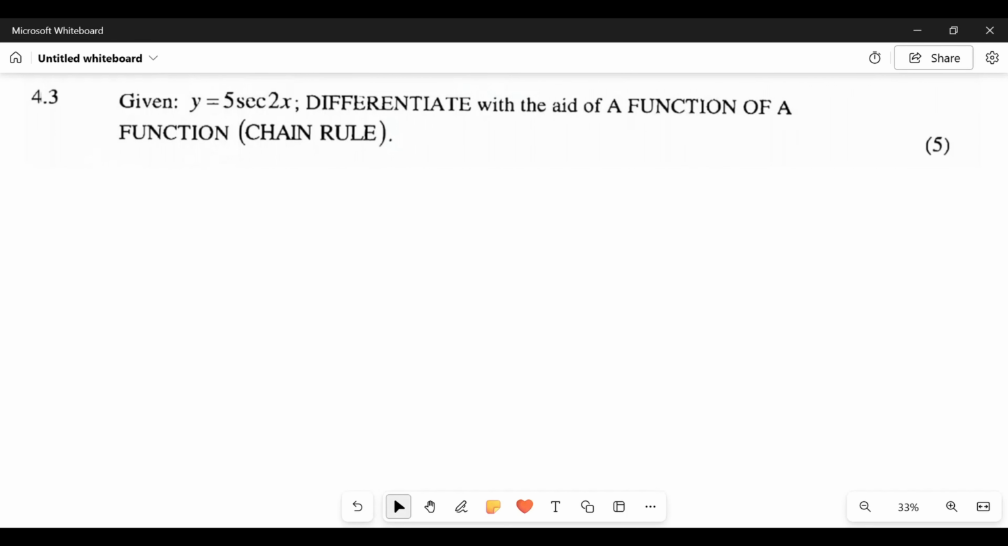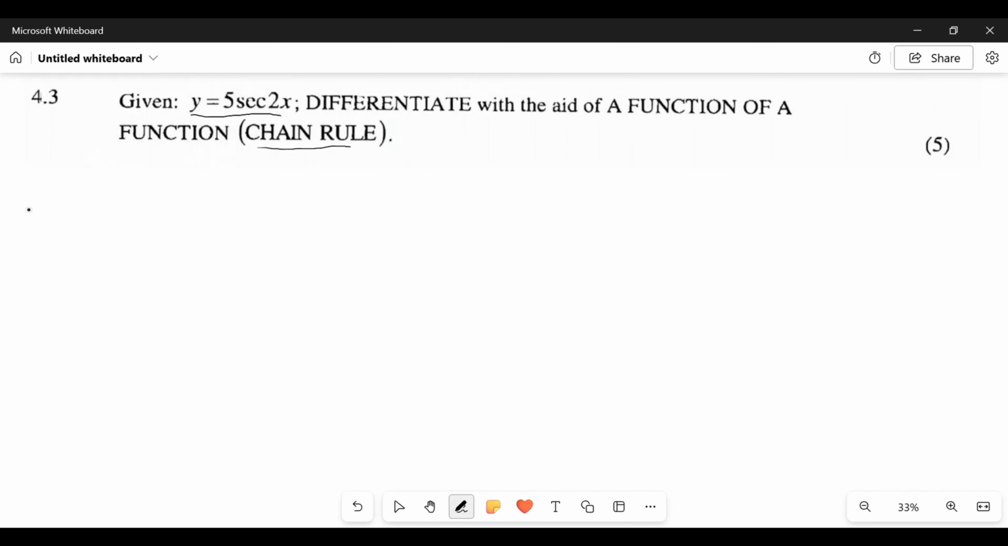So what we need to do here, guys, is to differentiate using one of the rules. So let's read the question. So the question goes like this: given you have y is equal to 5 sec 2x, and then they say we must differentiate with the aid of a function of a function or chain rule. So basically here they want us to differentiate this expression using the chain rule or function of a function.